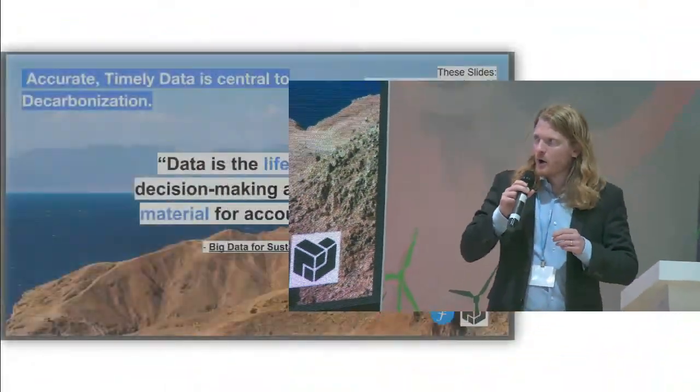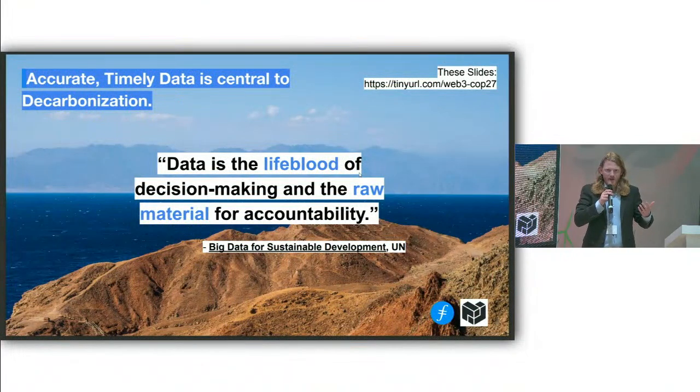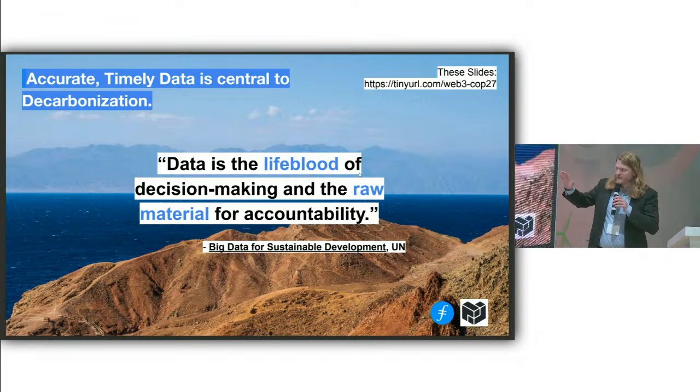If we go to the next slide. I'm part of a group, Protocol Labs, that launched the Filecoin network. Filecoin is a distributed data storage network, and we exist to decarbonize that network. Data is key for how we're approaching this problem. This is from the UN website: data is the lifeblood of decision making and the raw material for accountability.